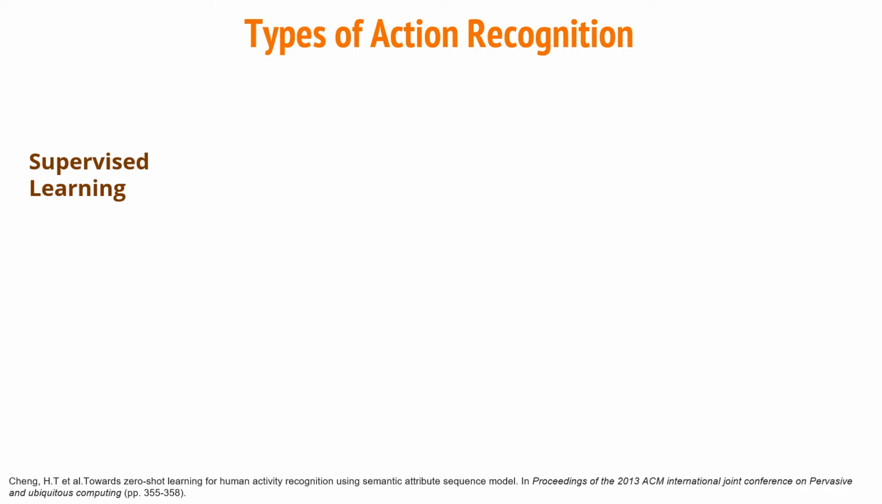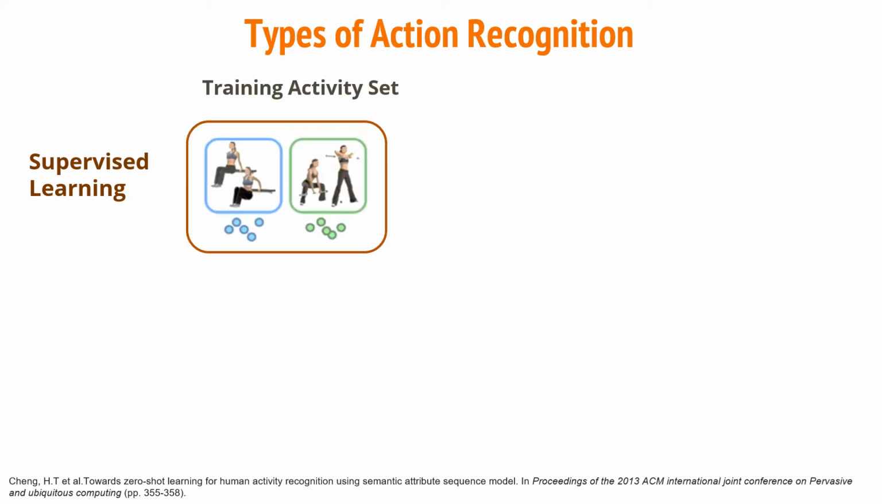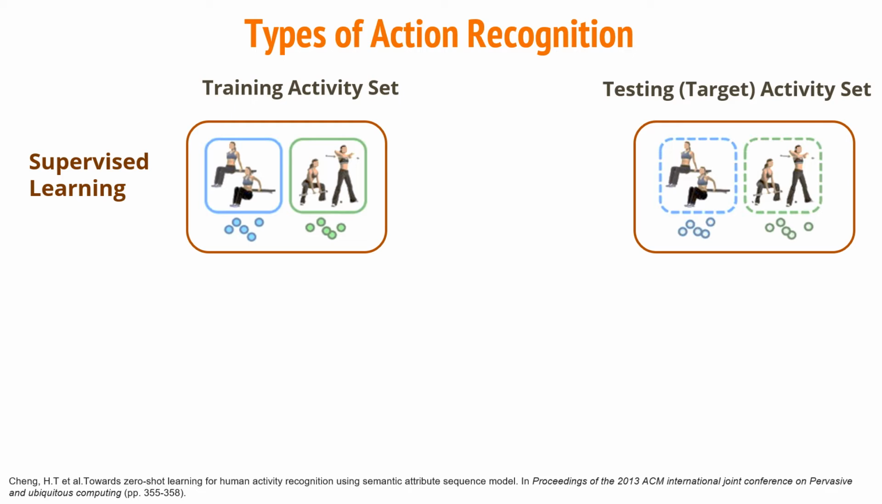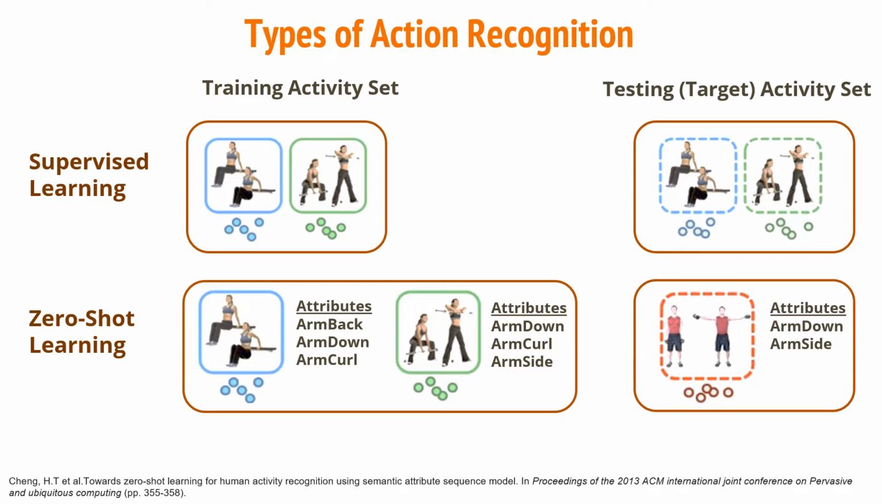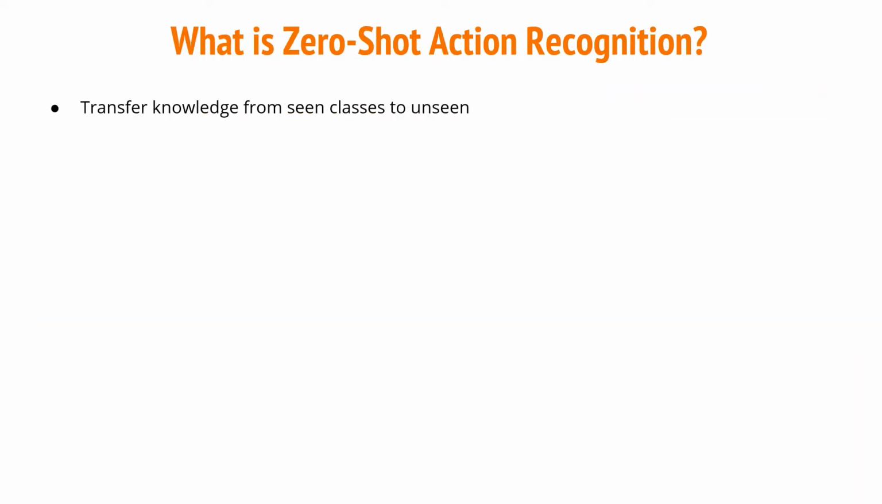Unlike in supervised learning, where we have well-defined annotated data for training and the same classes available at test time, in zero-shot learning, the test classes are completely disjoint from the training classes. In the zero-shot action recognition paradigm, instances of new target classes are recognized without any training data.